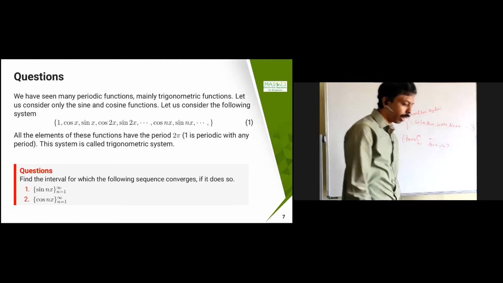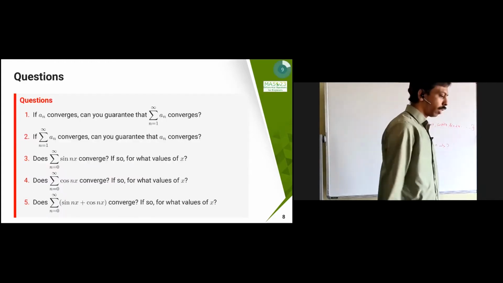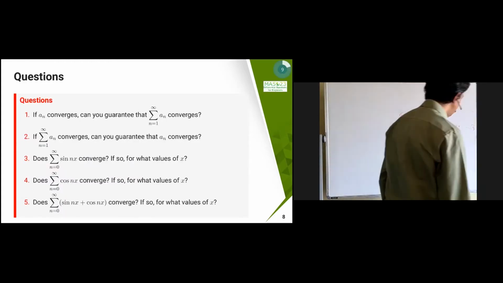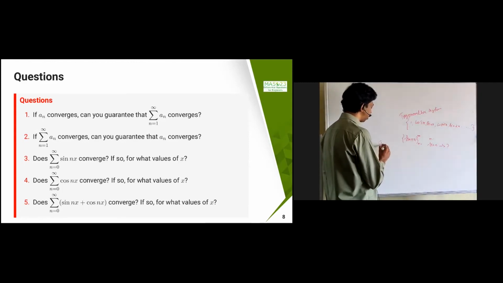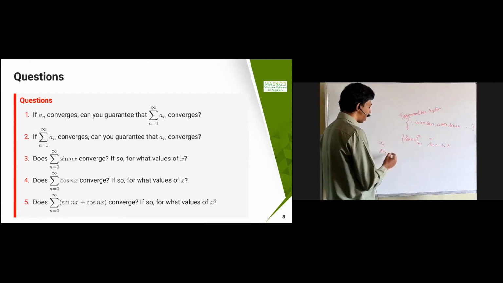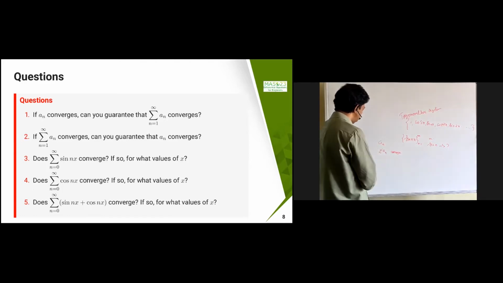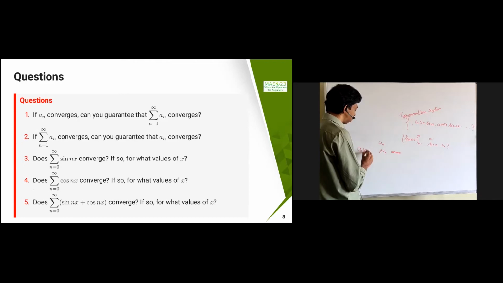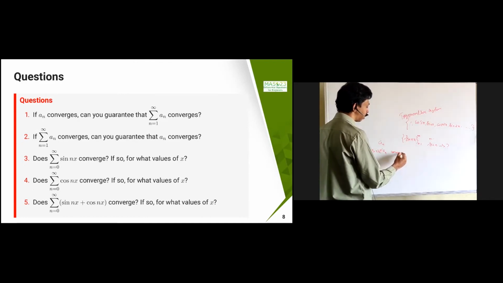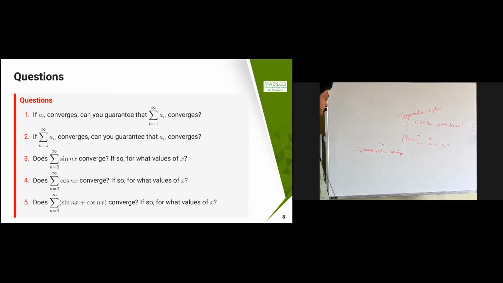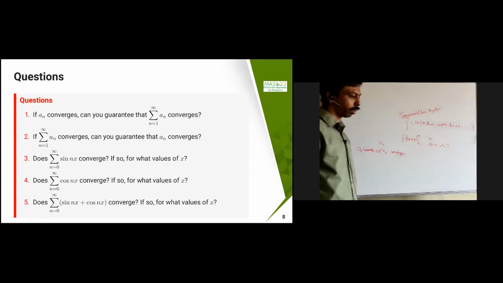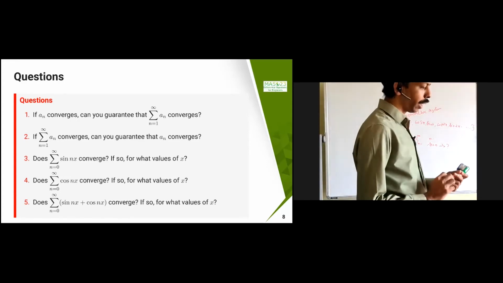Okay, think of it. Let's go to the next question. We have seen this definition already. Suppose an is a sequence, then I have summation an. Suppose I have two conditions. Suppose an converges. Does it imply summation an converges? Suppose an is a converging sequence. Can you guarantee summation an converges?